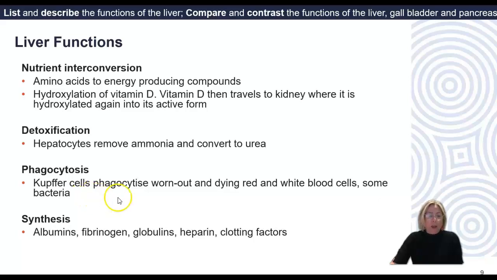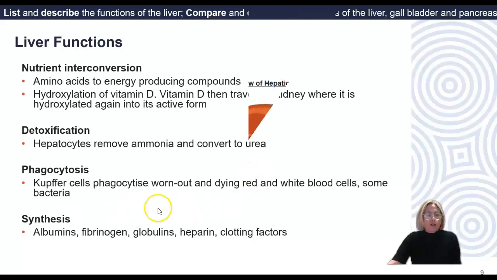And finally, the liver is so important, everybody, for making all of these proteins that are really valuable to the body. So the albumins, remember the plasma albumin forms most of the osmotic pressure of the plasma. Fibrinogen is converted to fibrin in the clotting mechanism. The globulins, so the immunoglobulins, think of antibodies. Heparin, and also those clotting factors that feed into that clotting cascade, which is a part of hemostasis as well.